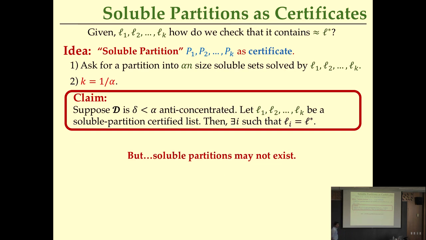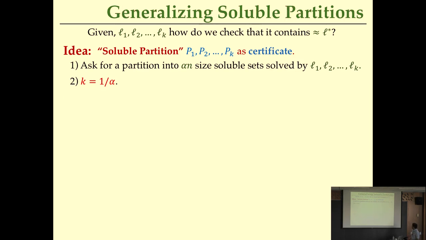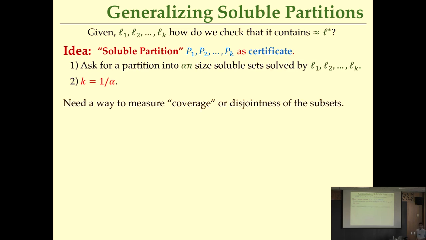Good. So let's go back to the issue that we already discussed. This is all fine and dandy whenever soluble partitions exist, we are all happy, but they may not exist. So what do we do? We have to build a different certificate. We made some progress, so let's not give up, and let's try to generalize soluble partitions. This could be a little bit confusing, but I'll walk you through it. You'll see why in a second.